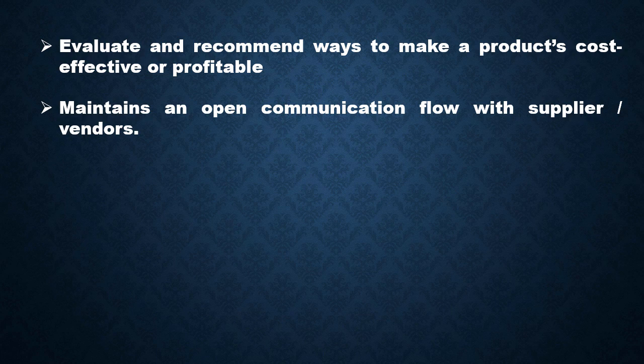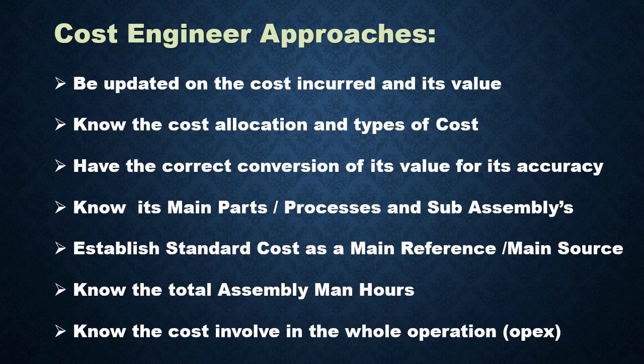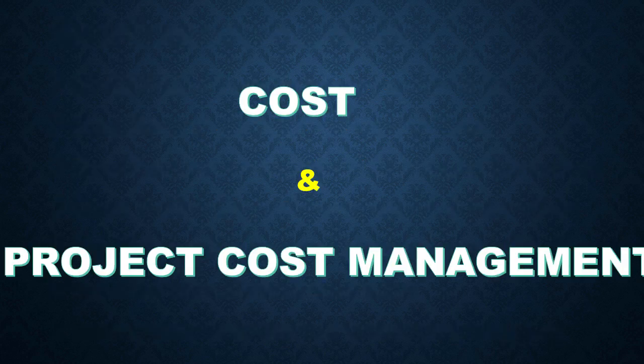Let me move forward to the approaches that most cost engineers take. Be updated on the cost incurred and its value. Know the cost allocation and type of cost. Have the correct conversion and its value for accuracy. Know its main parts, processes, and sub-assemblies. Establish a standard cost as a main reference or main source. Know the total assembly man-hours. Know the cost involved in the whole operation. That is all for the approaches.